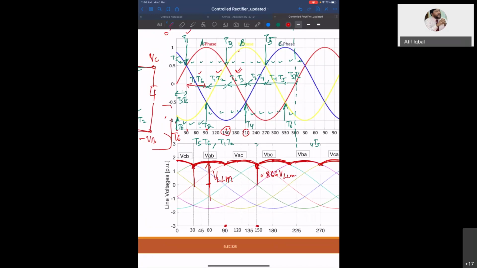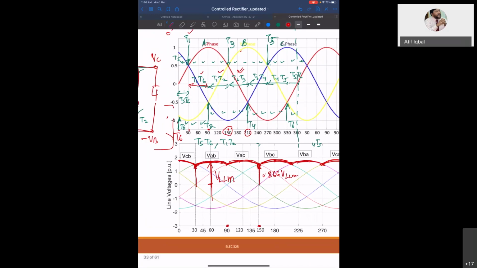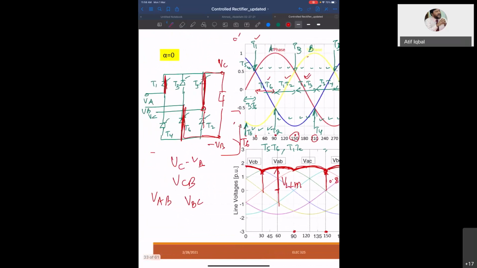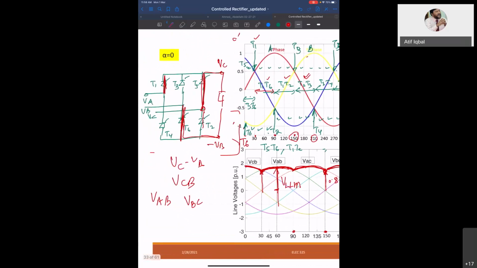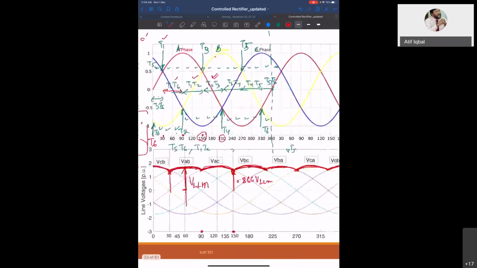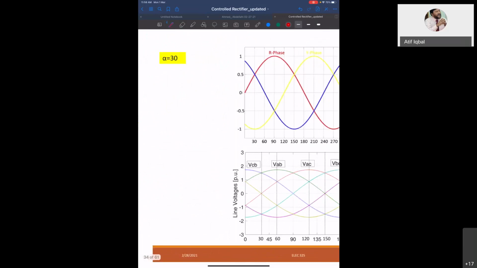This is the operation of a full wave bridge controlled rectifier. But currently it is operating as a diode rectifier, because we are at alpha equal to 0. Alpha equal to 0 is the same as diode based. Now let us do the same exercise for alpha equal to 30 degrees.